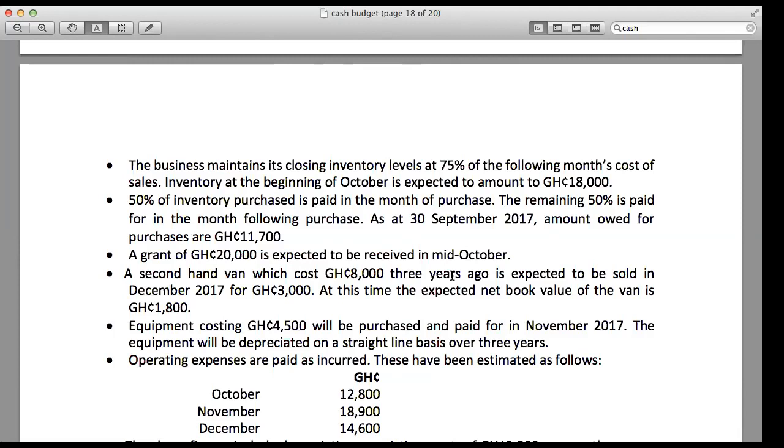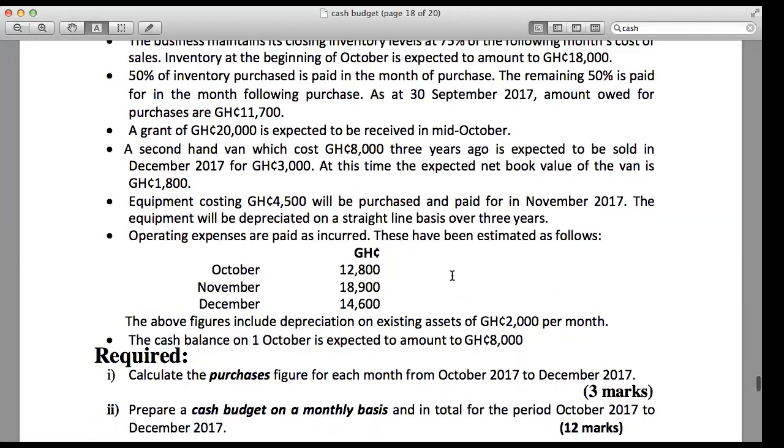Now the next note states that equipment costing 4,500 will be purchased and paid for in November. These two notes are the unique items. So paid for in November. The equipment will be depreciated on a straight line basis over 3 years. If you go and calculate the depreciation, we won't mind, because depreciation is a non-cash item, except if they have calculated it and added it wrongly, then we have to reverse it.